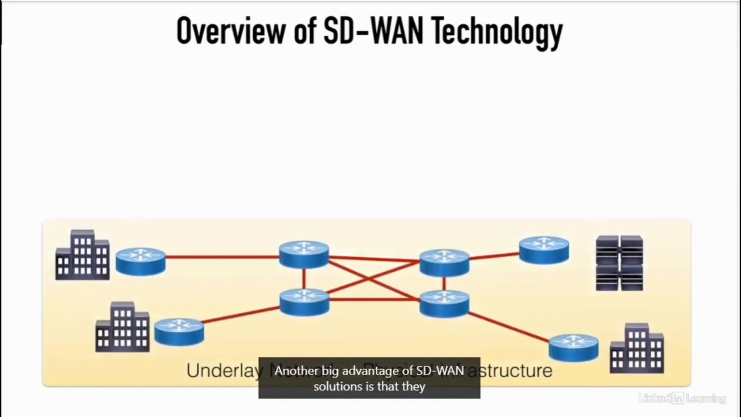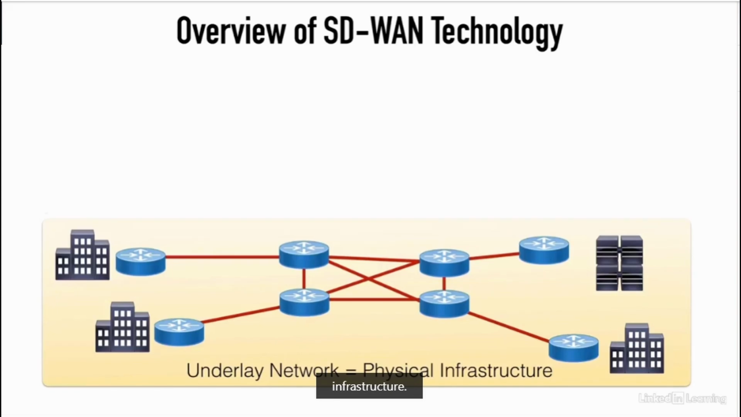Another big advantage of SD-WAN solutions is that they provide traffic transport independence. And in order to understand that, we need to understand the difference in an overlay network and an underlay network. An underlay network is simply the physical network infrastructure responsible for the delivery of packets. We see that here in this example. We have several sites and a data center, all interconnected by physical infrastructure.